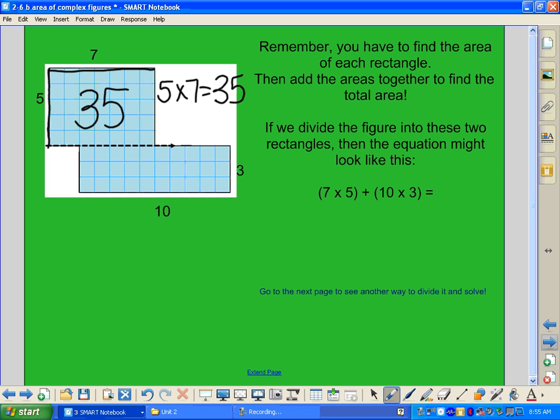Okay, then let's find the area of my other rectangle. What is the length of this vertical side? 3. What is the length of the horizontal side? 10. So to find the area, we multiply. 3 times 10 is 30. So I'm going to write a big 30 in here.